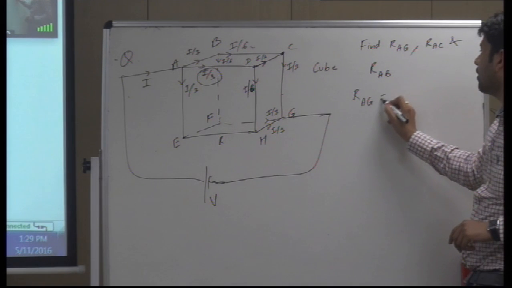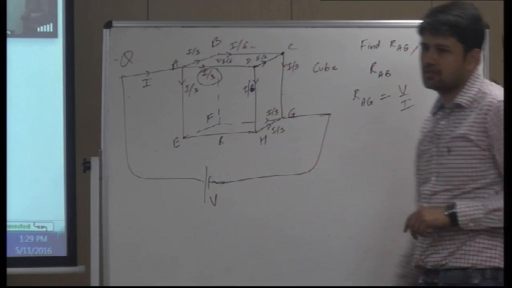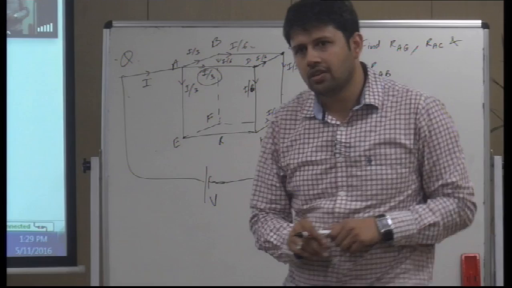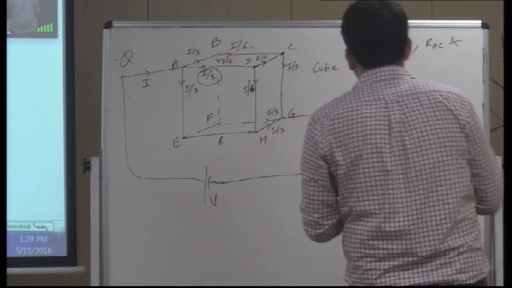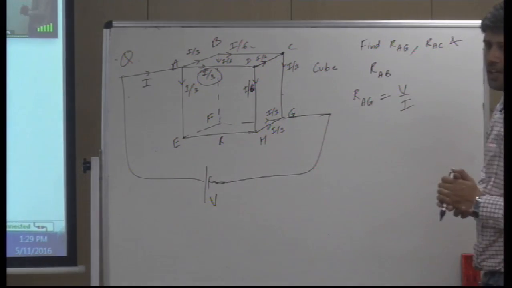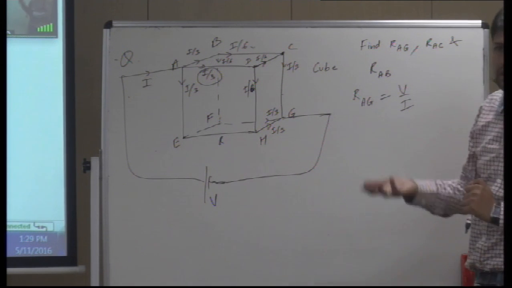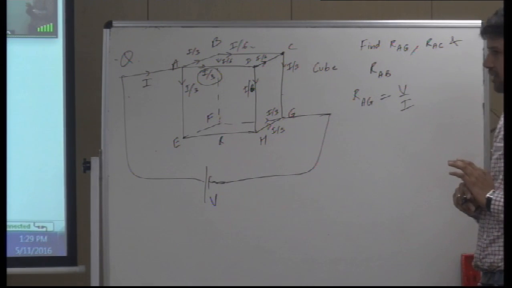RAG, which would be what? V upon I. Okay, using Ohm's law. So if we can find this ratio V by I, if we can express V in terms of I or I in terms of V, we'll be able to solve the question then.